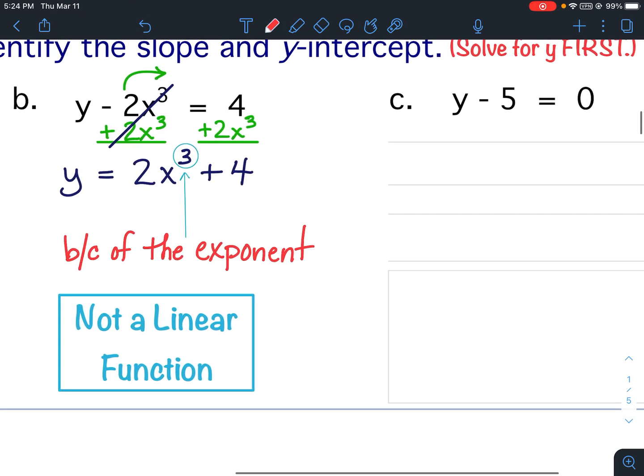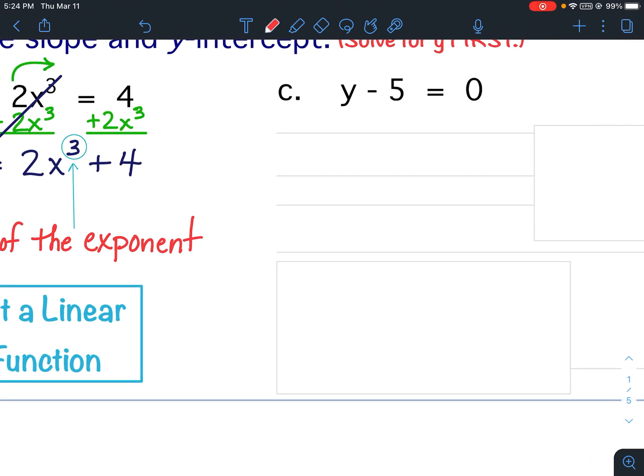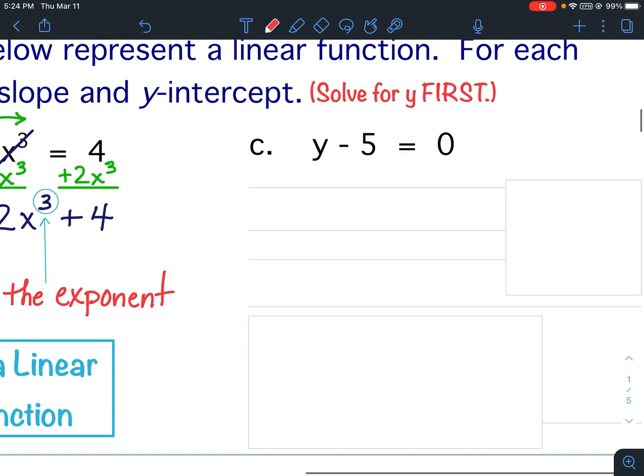Okay. For C, I want to isolate the y. How do I get y by itself? I need to take the constant 5 to the other side of the equation. Since it's negative 5, I'm going to add 5 to both sides. So this would be y equals 5.